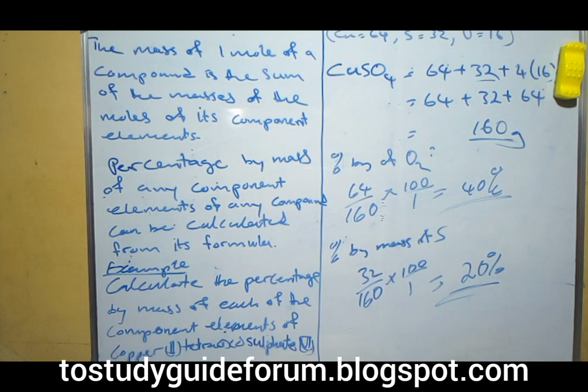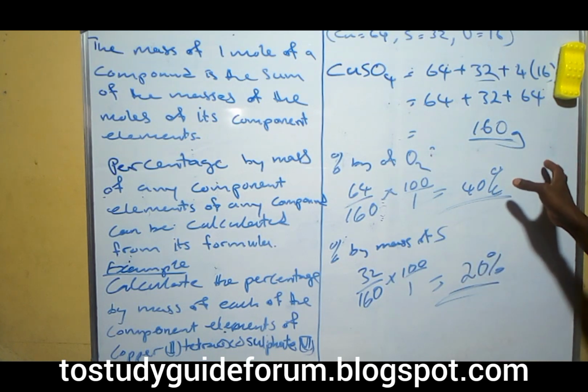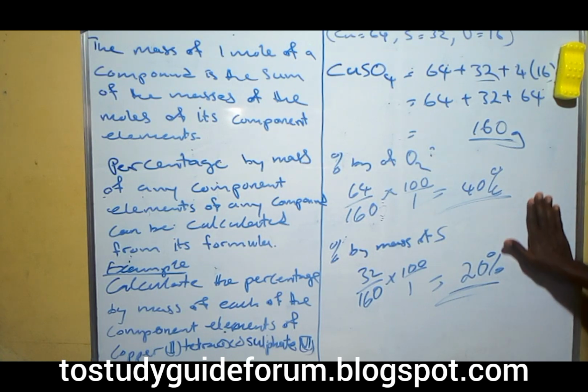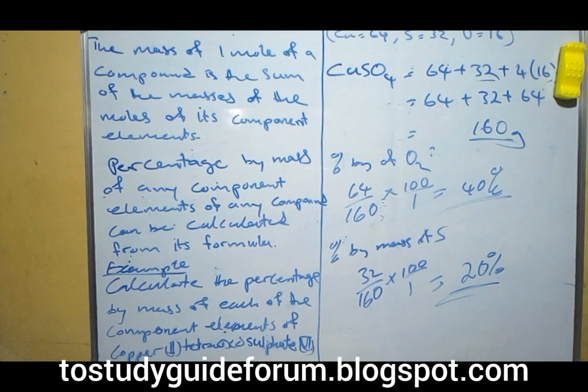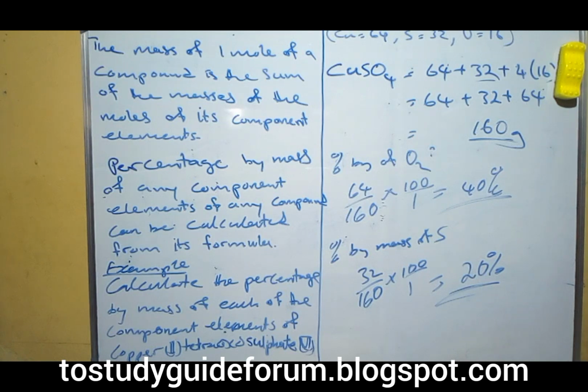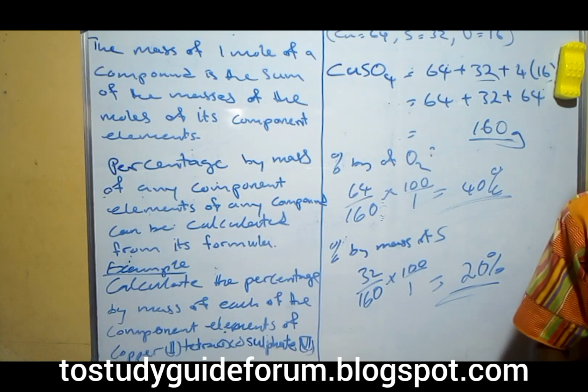And this percentage by mass can also be used in calculating, for example, the empirical formula. This is one of the things we use in doing empirical formula. But here we want to limit it to this, and perhaps in the next classes, I'll look into how we can use this to find out the empirical formula of any compound.